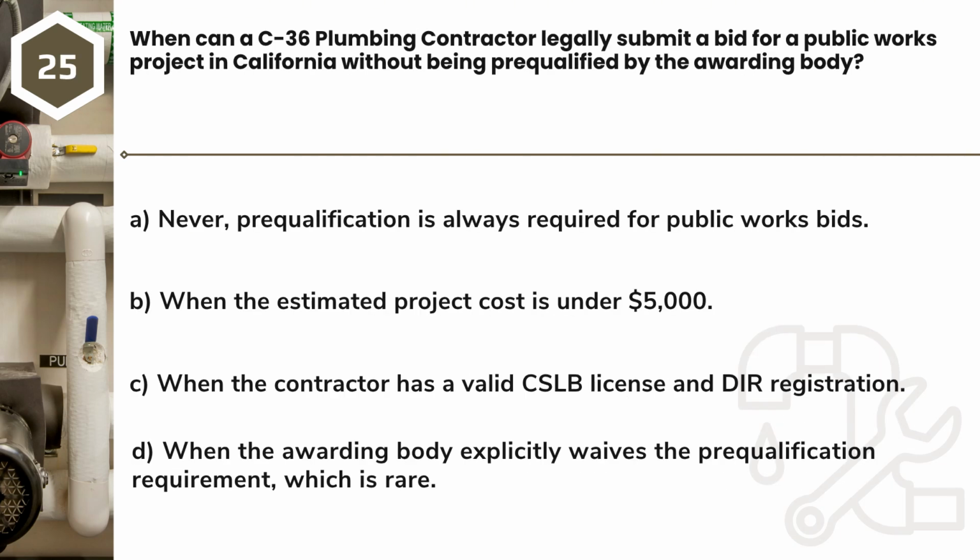Question 25. When can a C36 plumbing contractor legally submit a bid for a public works project in California without being pre-qualified by the awarding body? A. Never. Pre-qualification is always required for public works bids. B. When the estimated project cost is under $5,000. C. When the contractor has a valid CSLB license and DIR registration. D. When the awarding body explicitly waives the pre-qualification requirement, which is rare.